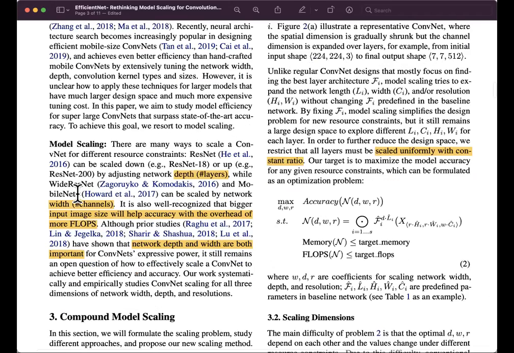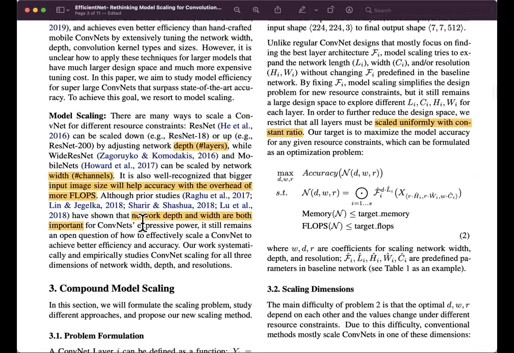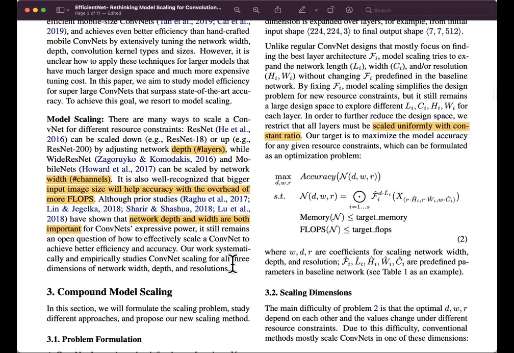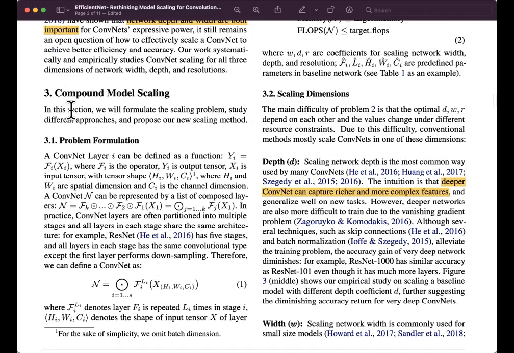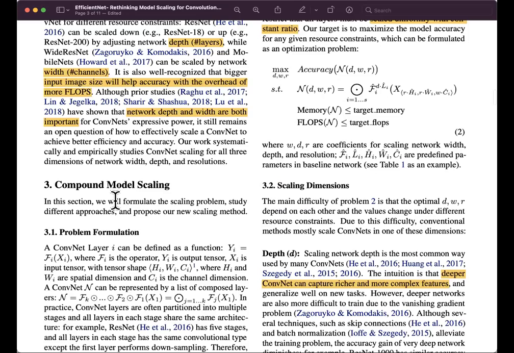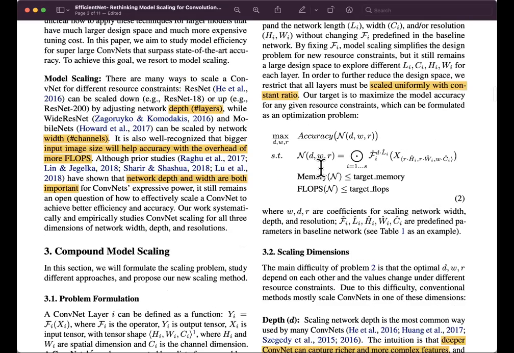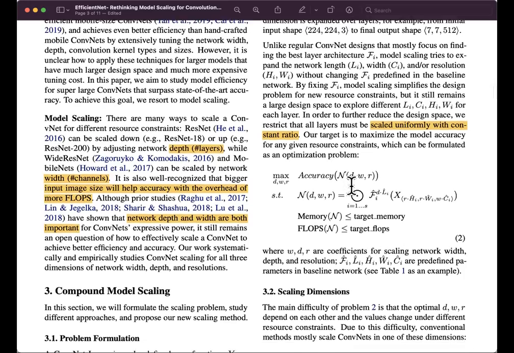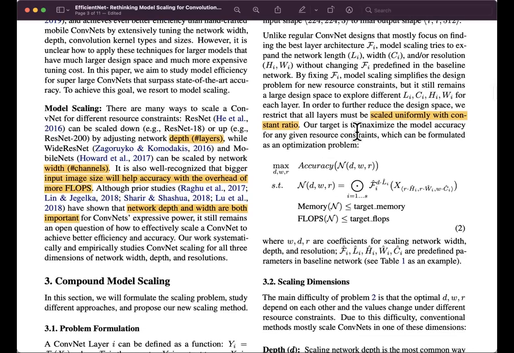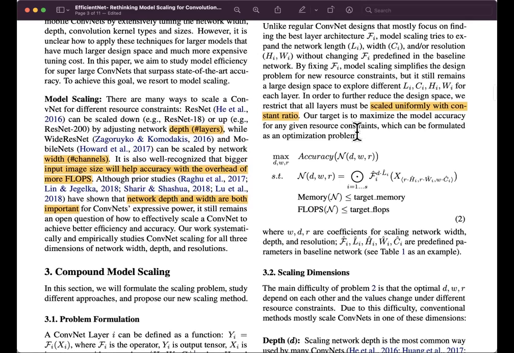In terms of model scaling, these are how people did model scaling. Here is the problem formulation for compound scaling. We want to maximize the accuracy, so we formulate this as an optimization problem.